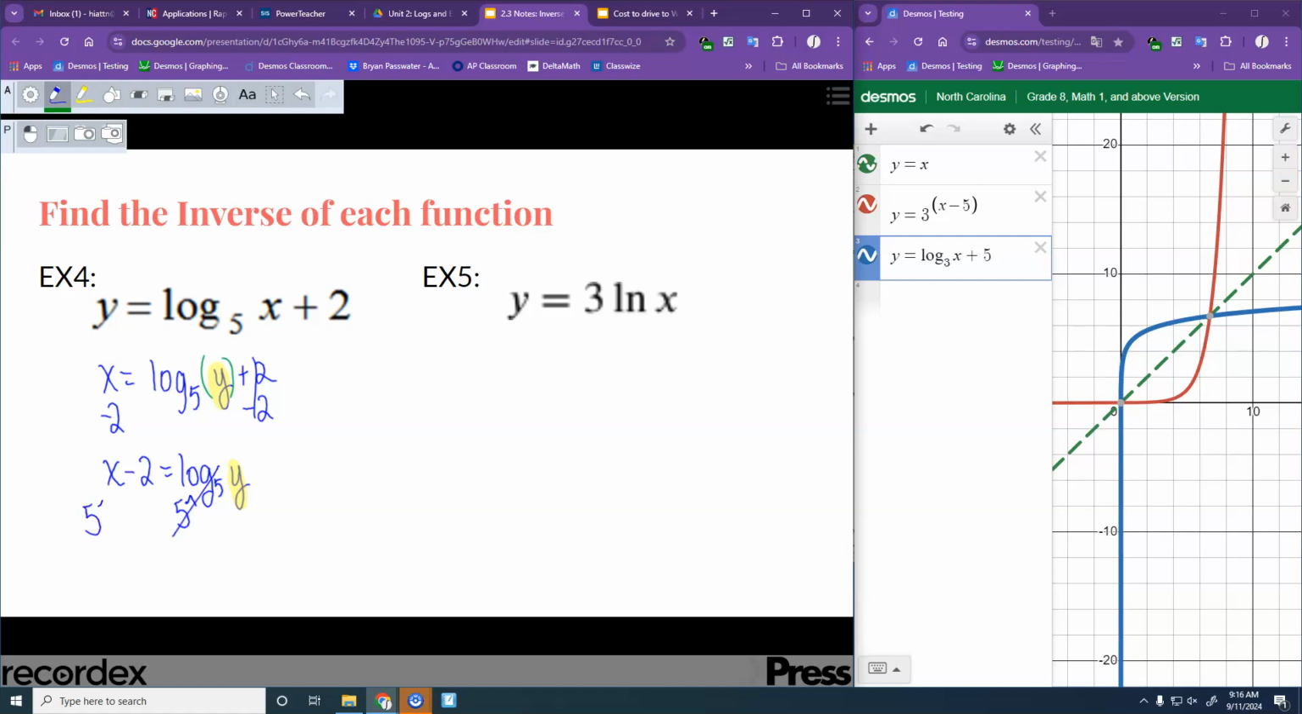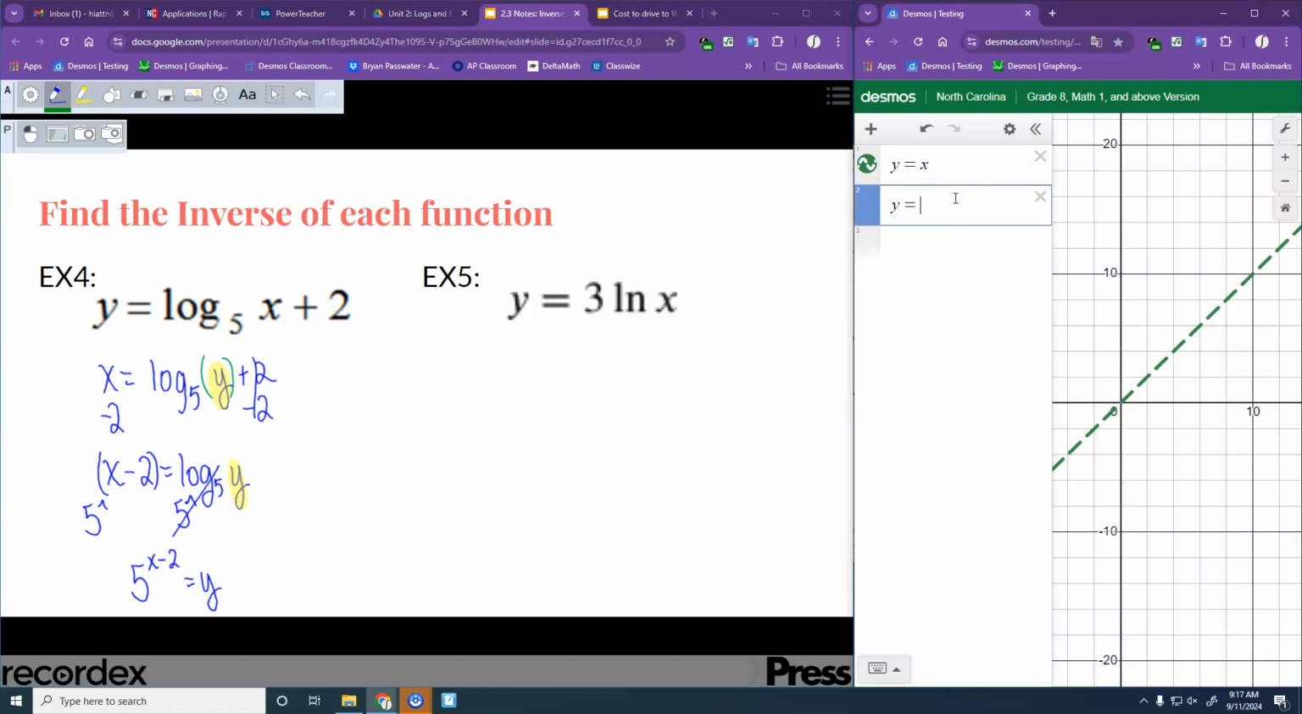I've got to do 5 to the power here. You might want to put some parentheses around it, since that whole thing is being raised to the power. So I'm going to get 5 to the x minus 2 equals y, or y equals 5 to the x minus 2. And if we graph it to check it, we're going to get y equals log base 5 of x plus 2, and y equals 5 to the x minus 2, and that looks good. That looks symmetric there. Okay, questions there?